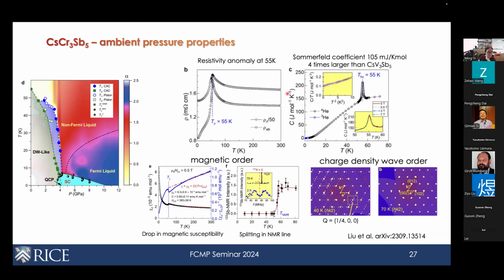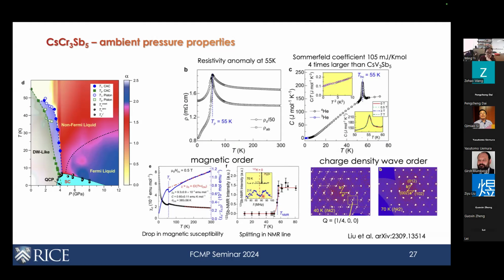Now, about the order. What's interesting is that the authors report 2 types of electronic orders that occur simultaneously at 55 Kelvin. First of all, the magnetic susceptibility has a drop at 55 Kelvin. And also, this is a more recent development, they have carried out NMR measurements. What they see is that there is a splitting in the NMR line as you go across the ordering temperature.